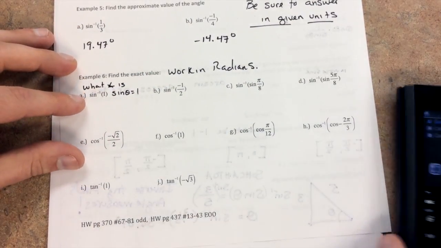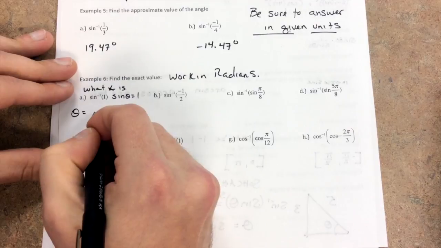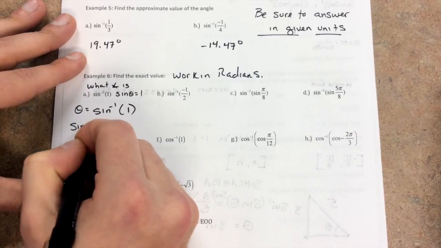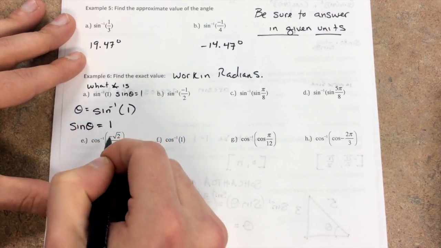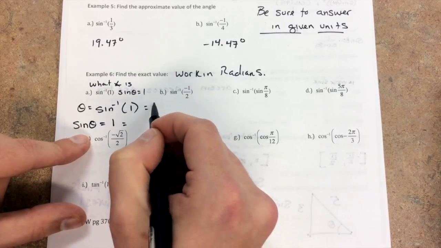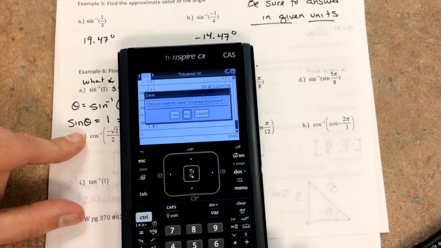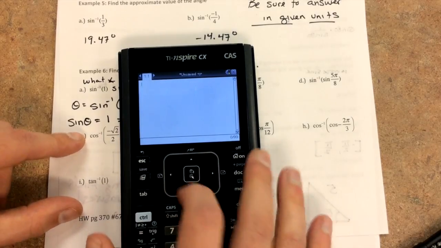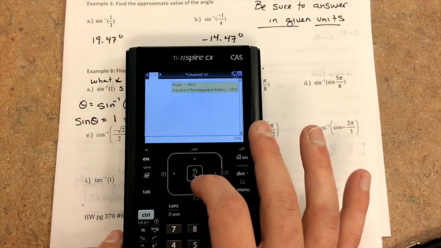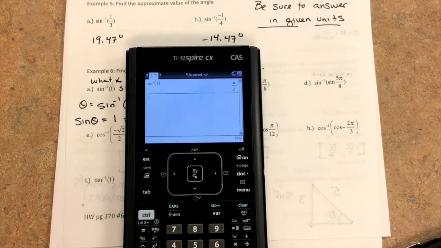Well, this is the fun part. One way to think about these questions is theta equals inverse sine of 1. Or better yet, the sine of what angle equals 1? Where is sine theta 1? Well, theta has to be pi over 2. So if I go to my calculator, let's add a calculator. There we go. So see that I'm in radians? If I say, what is the inverse sine of 1? Pi over 2.